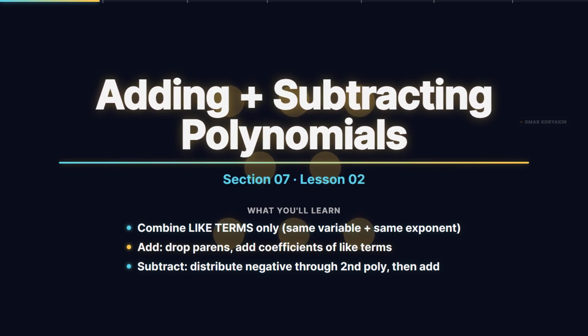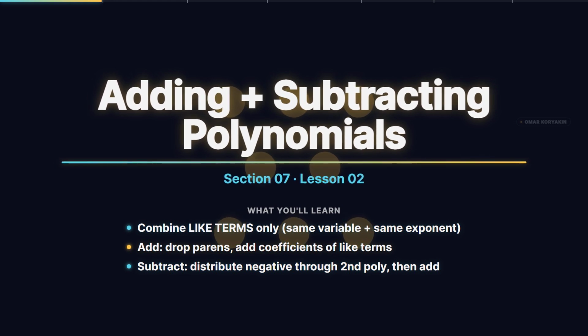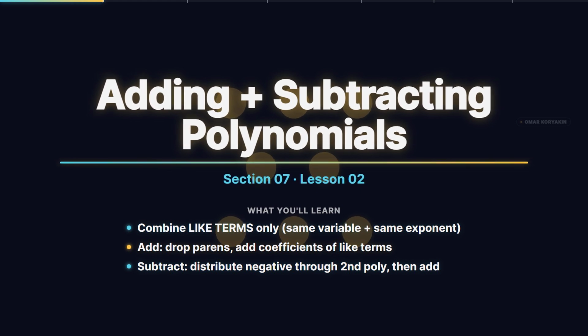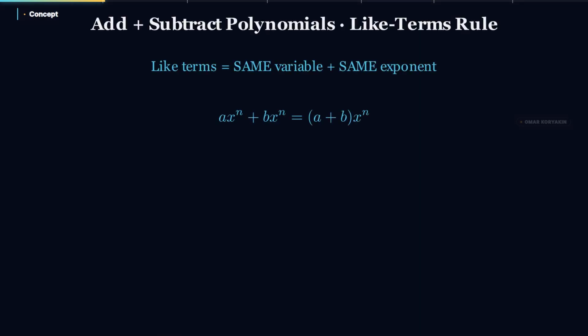The mechanical rule applies on every polynomial addition and subtraction problem in this section and beyond into the rest of algebra and calculus. Polynomial addition and subtraction reduce to combining like terms. Two terms are called like terms when they have the same variable raised to the same exponent. The like terms rule says combine by adding coefficients while keeping the variable and exponent unchanged. Unlike terms cannot be combined and stay separate.